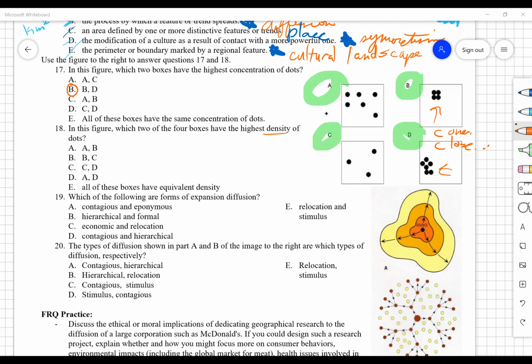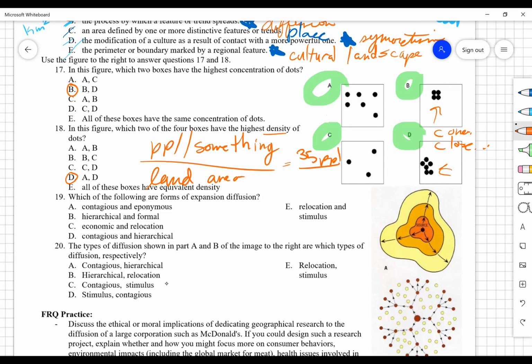Oh, okay. So Trevor read it wrong, and he actually got the answer correct, which is D. So density is just going to be, remember, people dash something over land area. So like I said, it could be 35 people per kilometer squared.